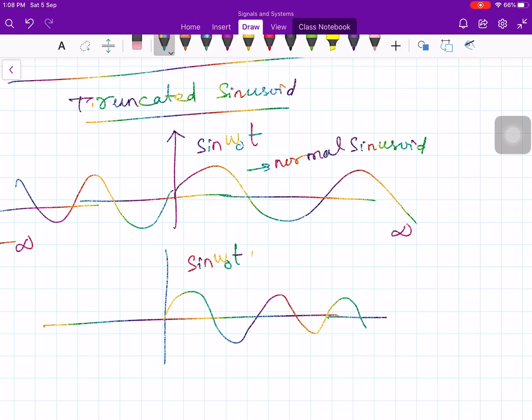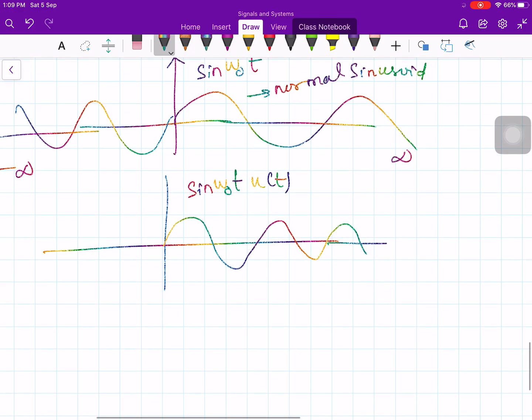So that means it has a value only when t is greater than 0. Therefore, for negative values of time it is cut off. See, cut off. So this we are calling a truncated sinusoid.